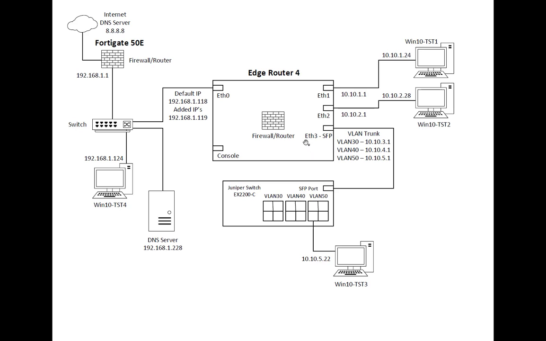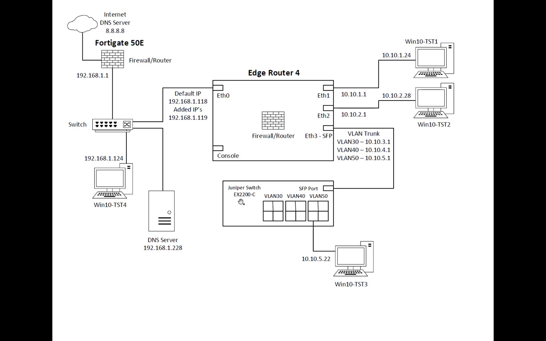I'm going to take port Ethernet 3, which is an SFP port, and I've purchased an adapter for this port. It's basically an SFP to RJ45 Ethernet connection, so it's just a wired cable that goes between these two devices.